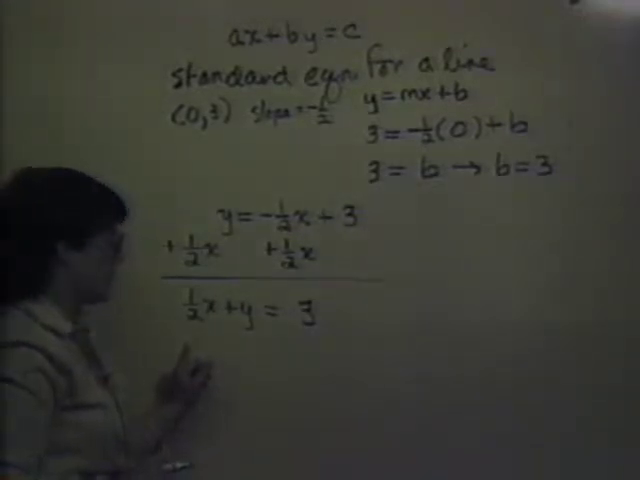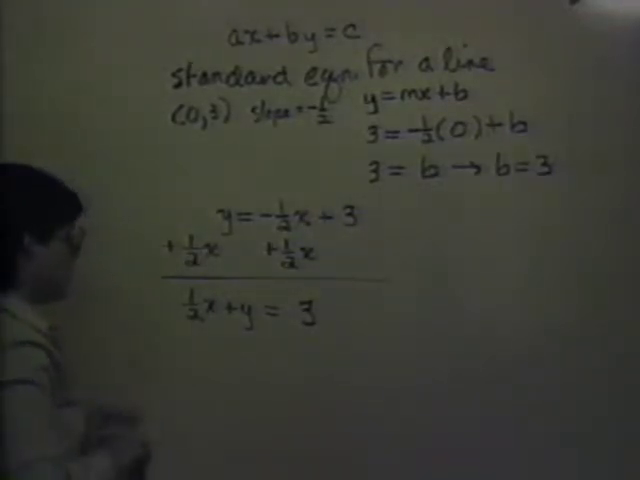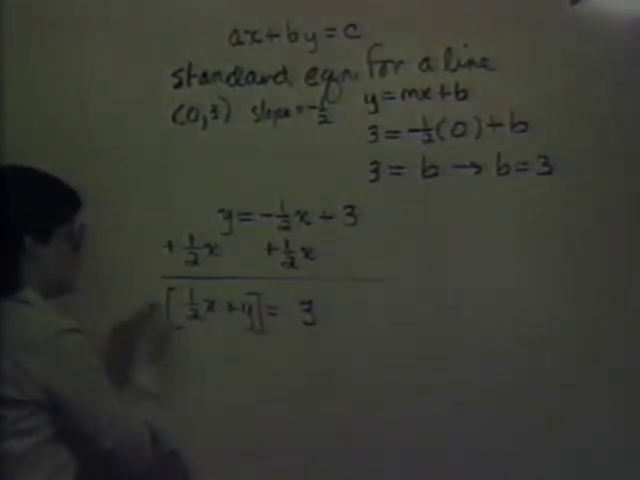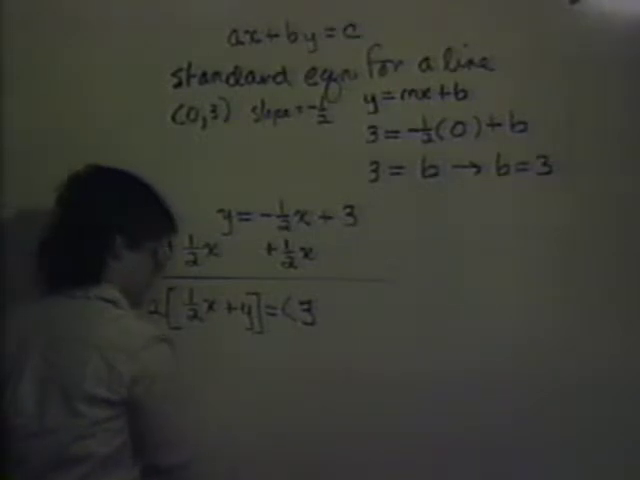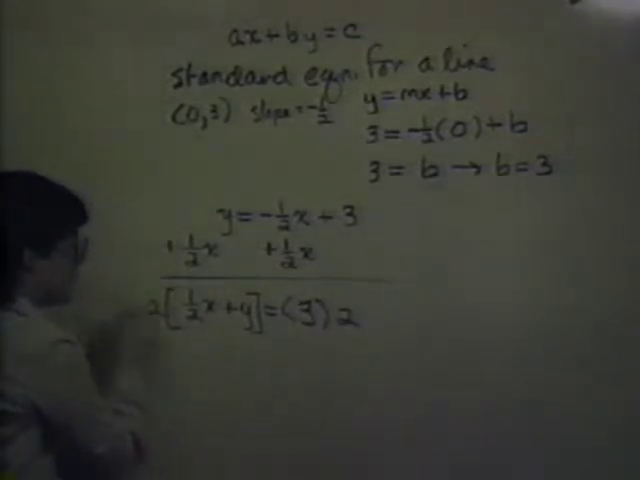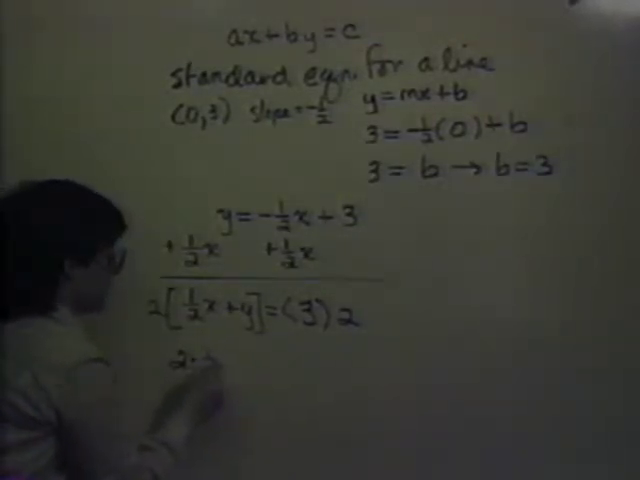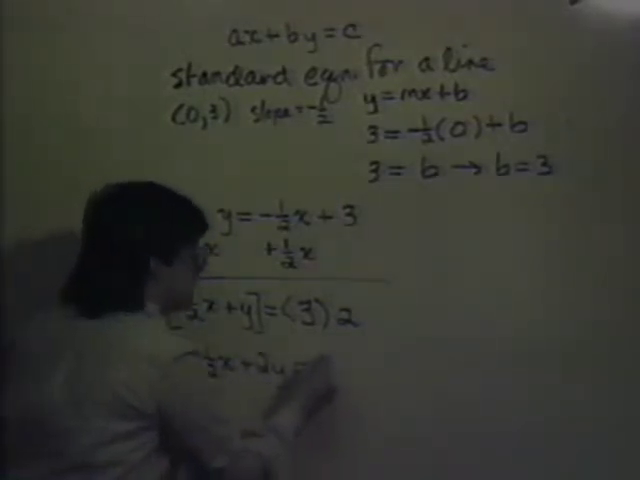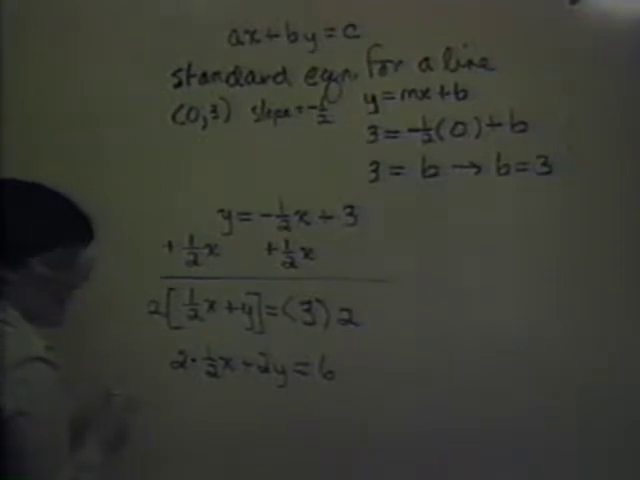The common denominator. Well, we don't want a common denominator, but what we do want to do is multiply both sides of our equation by the denominator. See, now when I multiply 2 times a half, let me use the distributive property. We're going to have 2 times half x plus 2 times y equals 6. Now, what's 2 times a half here?